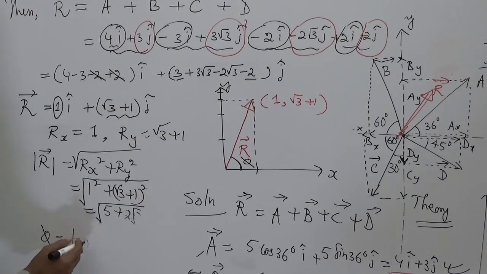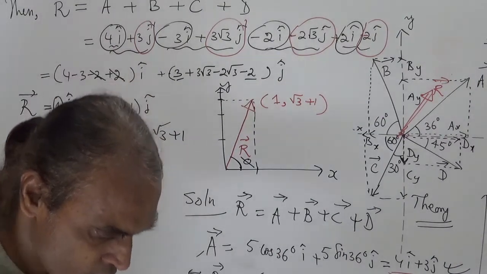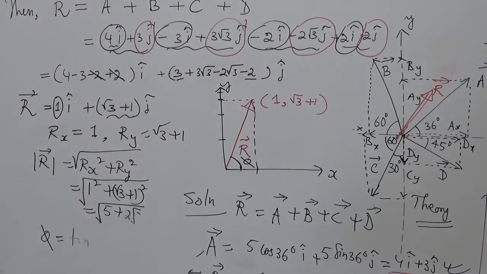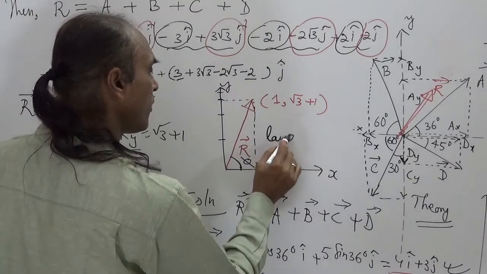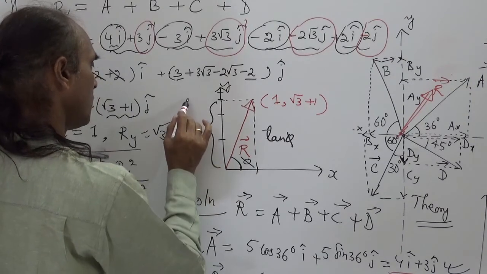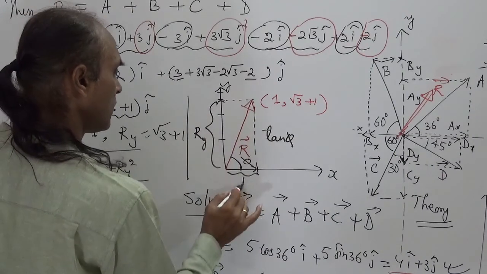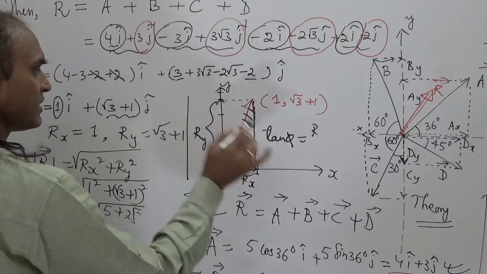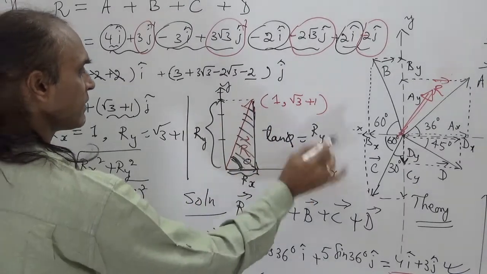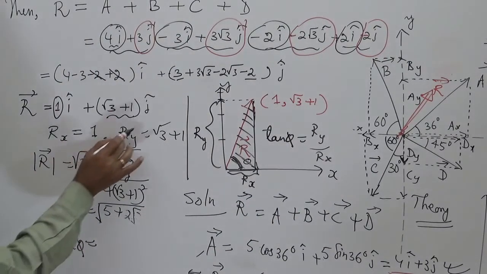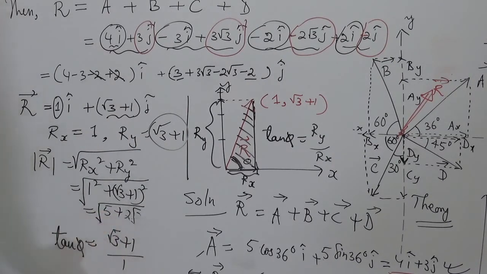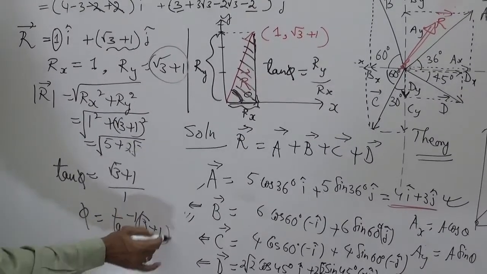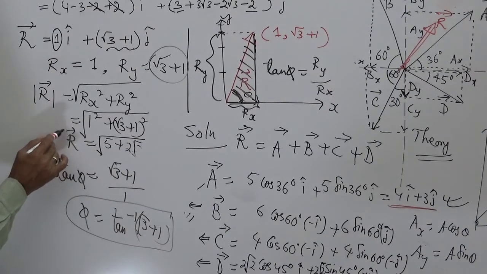Phi is equal to tan inverse, or we can write tan phi is equal to Ry upon Rx. In this right angle triangle, tan phi is equal to this upon this. This is Ry and this is Rx. So tan phi is equal to, what is Ry? Root 3 plus 1. What is Rx? 1. So phi can be given as tan inverse of root 3 plus 1. So this is the direction part of the resultant and this is the magnitude part of the resultant.